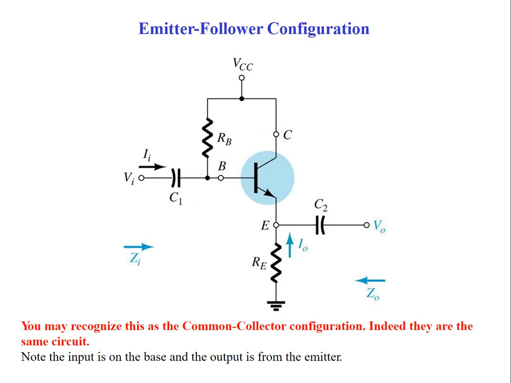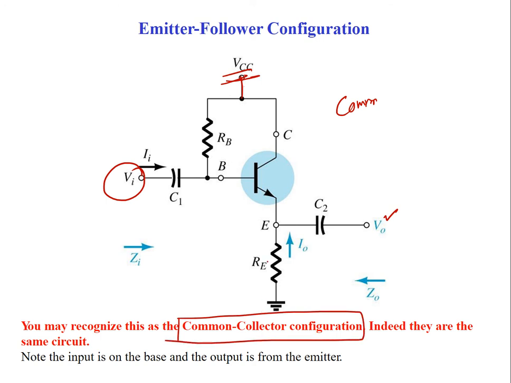Emitter follower configuration is that now if you look here, we are supplying input at the base and we are measuring the output at the emitter. Okay, so in this case, the DC is grounded, so the collector is directly grounded, so this is called common collector configuration. It's also called emitter follower configuration. These are just the names. So this is the common collector configuration.